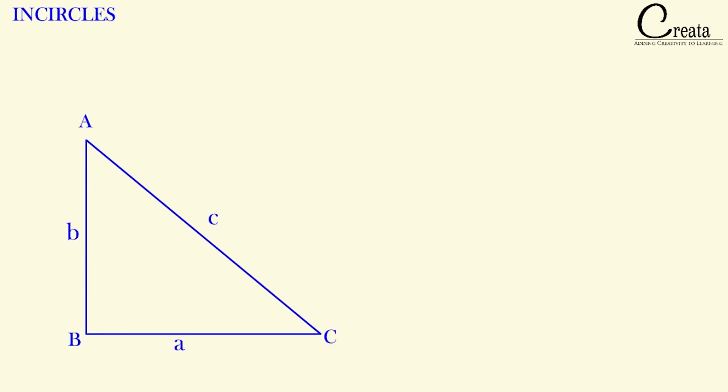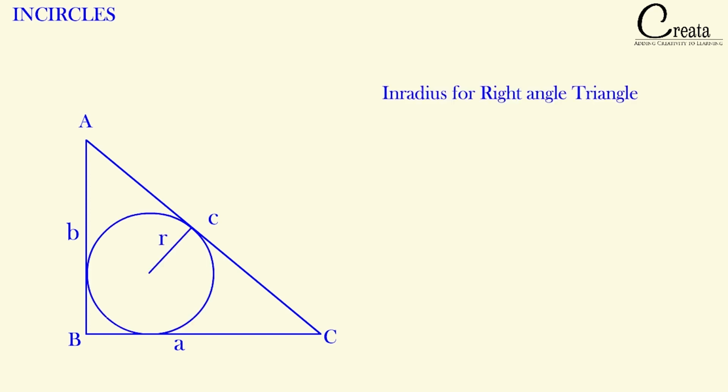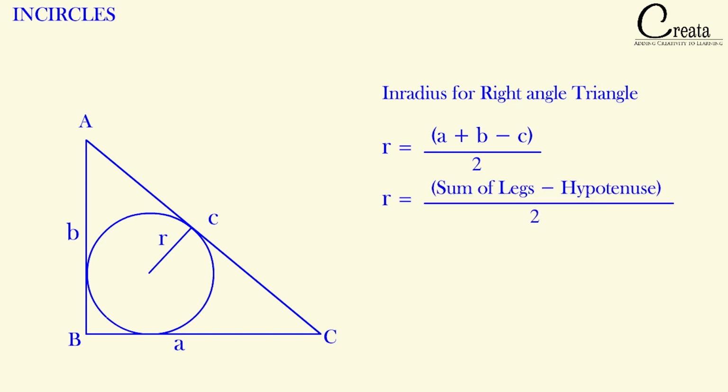Now we will take a small case of a right angle triangle. Here ABC is a right angle triangle with c as hypotenuse and a and b as the two legs of the right angle triangle ABC. This is a special case, that is, the inradius of an incircle inside a right angle triangle is equal to a plus b minus c upon 2. Here a and b are the two legs of the triangle. So we can say the inradius of a right angle triangle is equal to sum of legs minus hypotenuse upon 2. This is the formula of inradius in a right angle triangle.